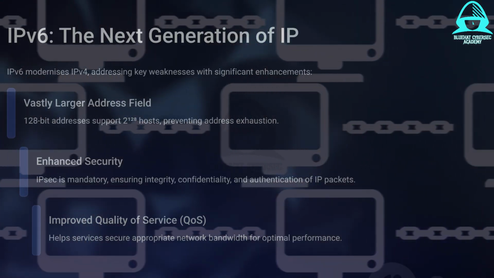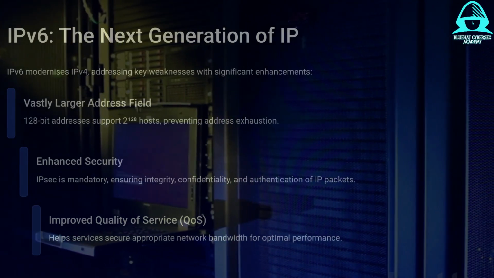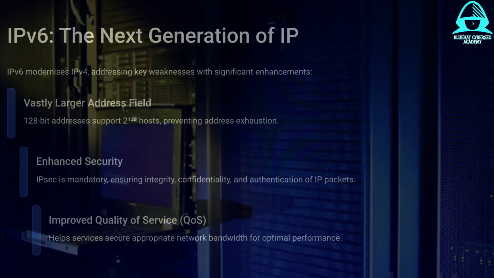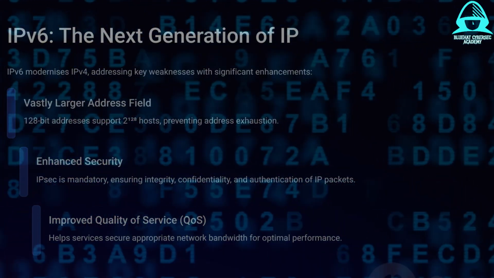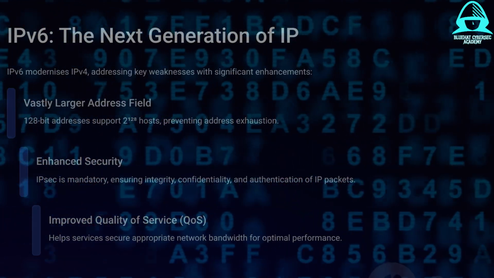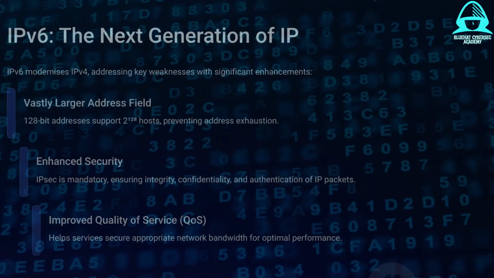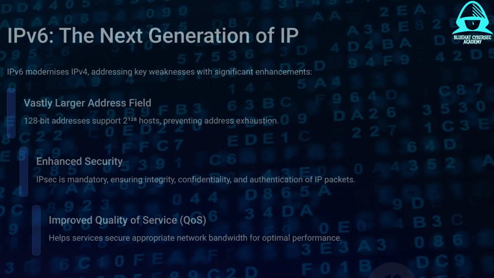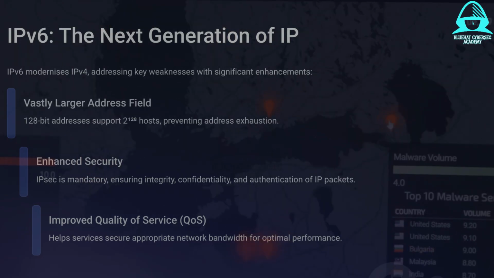Now let's move on to IPv6. IPv6 is a modernization of IPv4 and addresses several weaknesses in the IPv4 environment. A much larger address field: IPv6 addresses are 128 bits, which supports 2 to the power of 128, or 340 undecillion hosts. This ensures we will not run out of addresses.